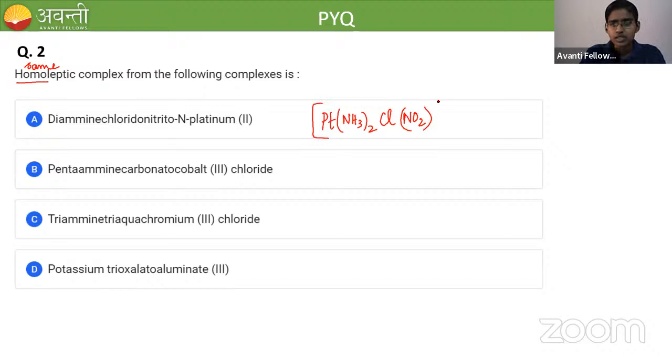Platinum is in +2 oxidation state. So amine is neutral, Cl is -1, and NO2 also has -1 charge. So the oxidation state of platinum is +2. So this is the complex.